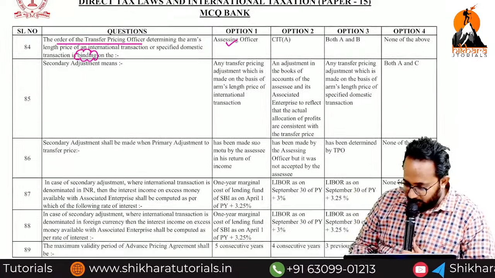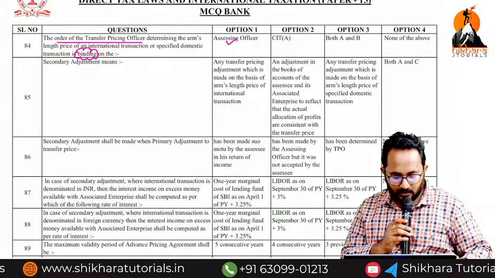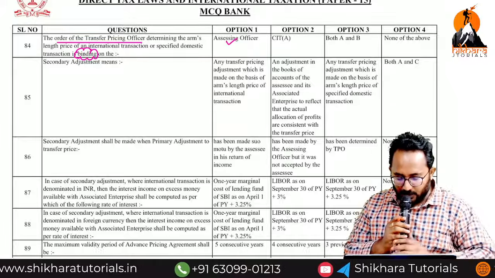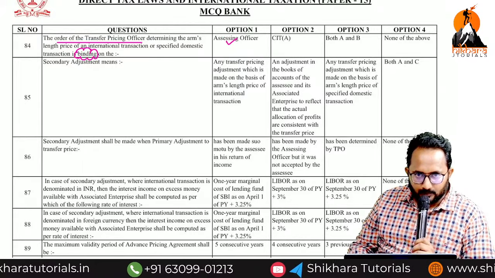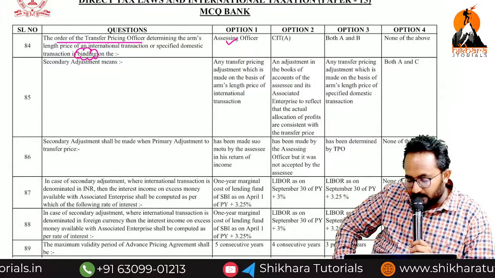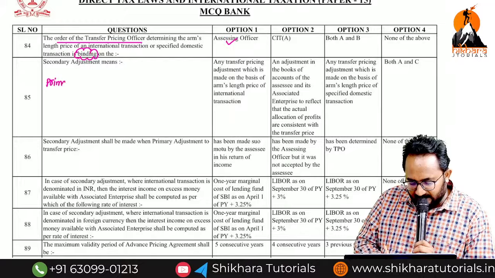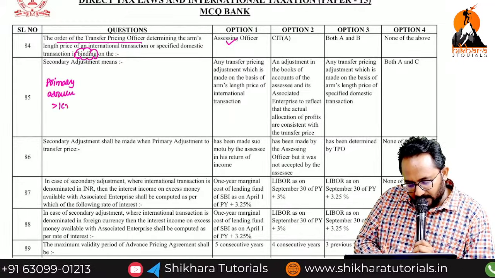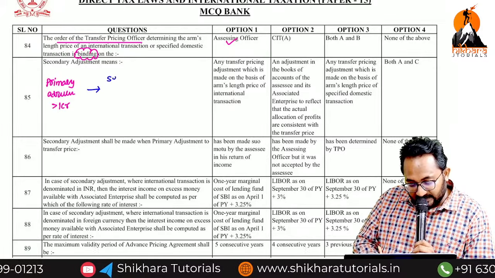Now, important, please listen. Secondary adjustment. What is that? Already you know primary adjustment means whatever ALP you applied, because of the ALP, total income can be increased. That is only primary adjustment. If any primary adjustment is done, and the primary adjustment amount involved is more than 1 crore, we have to do the secondary adjustment.